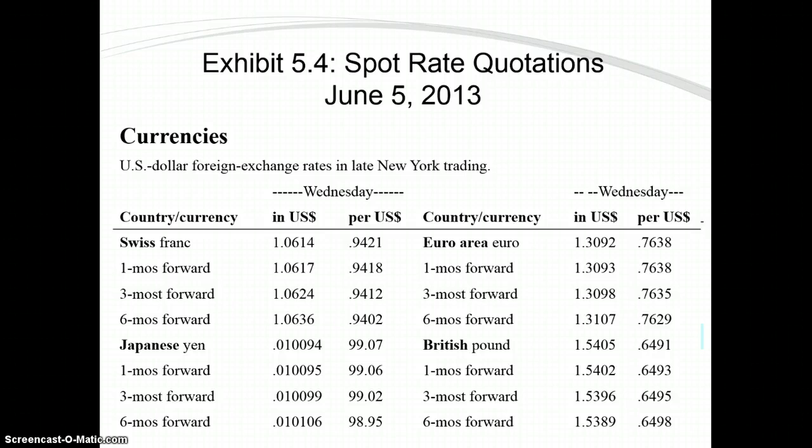On June 5, 2013, apparently 1 euro cost about $1.31. That's a direct quote. The indirect quote tells us that on that same date, $1 cost about 0.76 euros. Of course, from a Eurozone perspective, the direct and indirect quotes would be the opposite of those from the U.S. perspective.